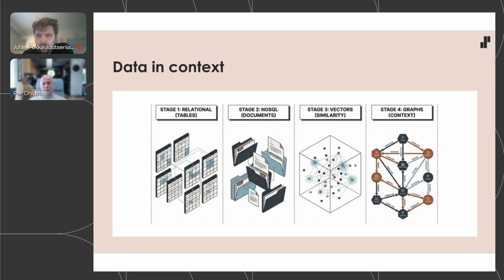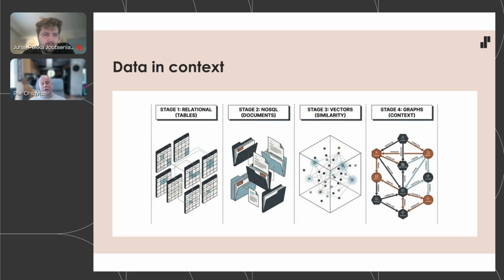Let's first have a simplified look at the evolution of data management over the years. First, we have the classical relational tables. This is where most of us started. Rows, columns, foreign keys, everything flattened into tables of entities. It's structured, but quite rigid.